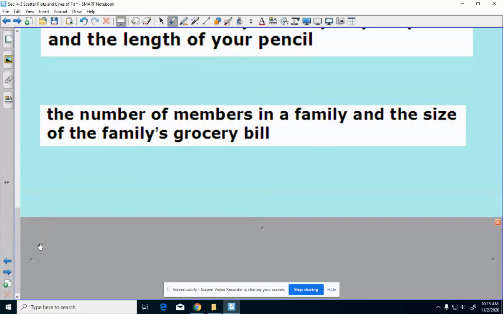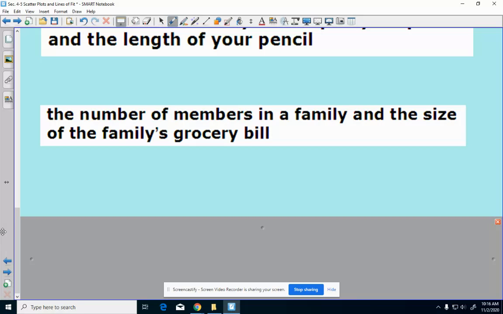How about this one? Last one. The number of members in your family and the size of your grocery bill. Those of you with many siblings, right? Whoever's in charge of figuring out how to pay that bill just cringes when you go to the store, because you just know. I go to the grocery store and two days later they've eaten it all. I just dropped $300 and you guys ate everything in sight.